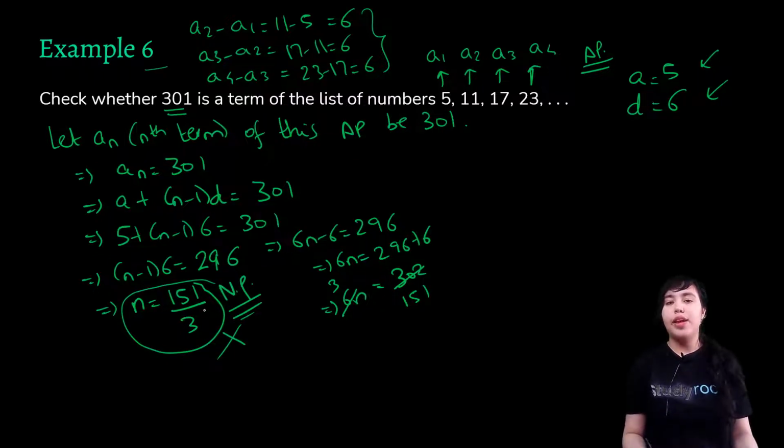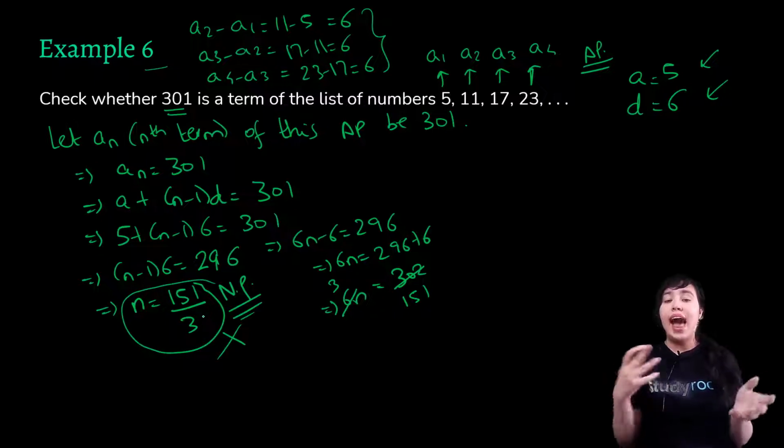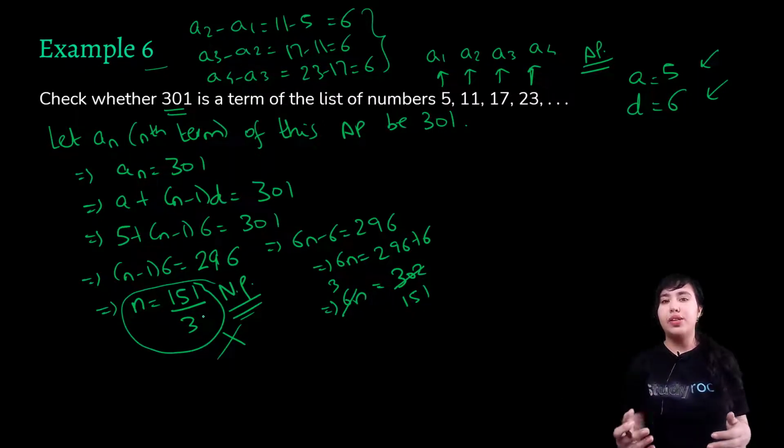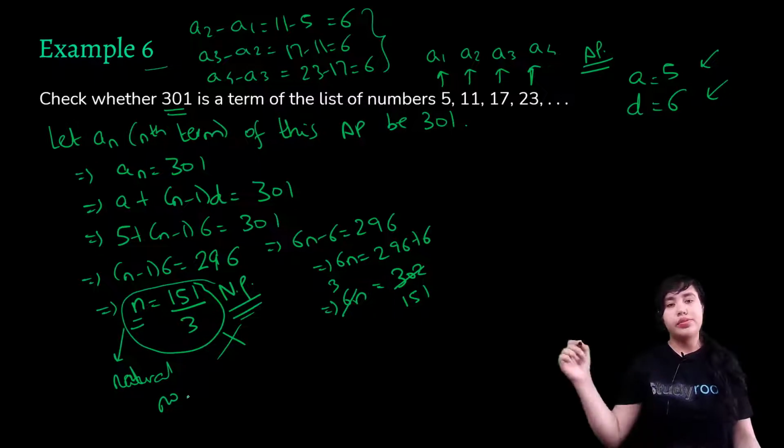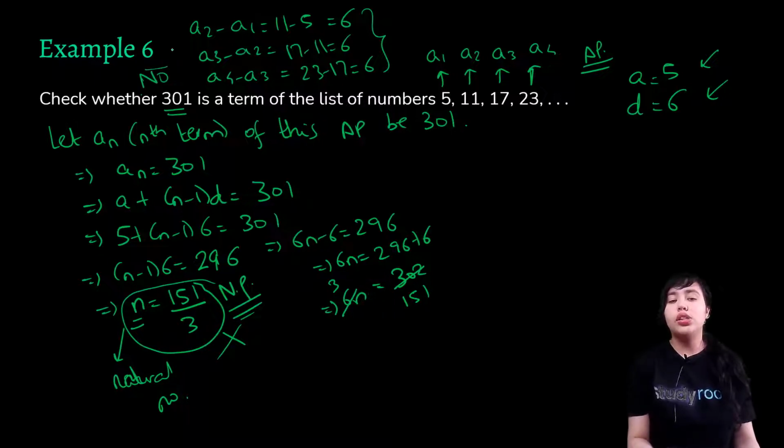We reject this value of n because a term can have a value which is a fraction like 151 by 3, but a term cannot be having a position as fractional. I can say, tell me the first term of the AP, tell me the second term, seventh term, even the 1000th term, but I can't expect you to tell me say 1 by 2th term, 3 by 4th term. No, so n has to be a natural number. Which clearly it is not, because natural numbers are like 1, 2, 3, 4, 5 etc, and this is a fraction. So since this is not an acceptable value of n, which means 301 is not a term of this AP.